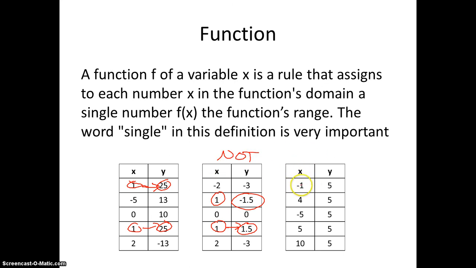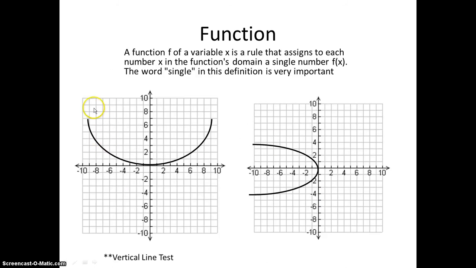And let's look at this one. Negative 1 to 5, 4 to 5, negative 5 to 5, 5 to 5, and 10 to 5. Now, it says that each number x is assigned a single number f of x in the function's range. So yes, they all go to 5. However, it doesn't say anything that the range can only have one x assigned to it. So yes, this is still a function. All right. So let's look at a function on the graph.